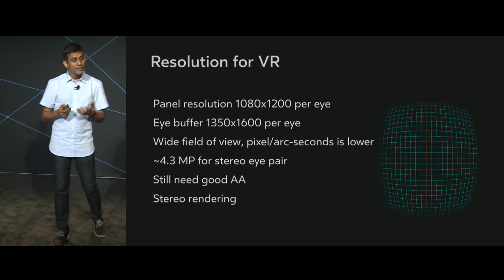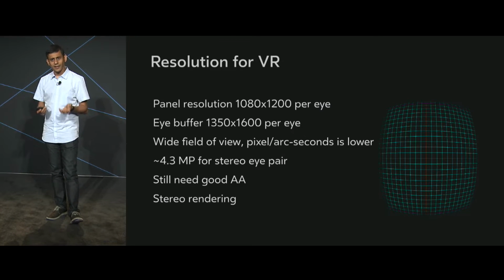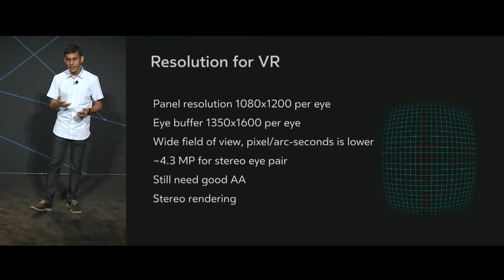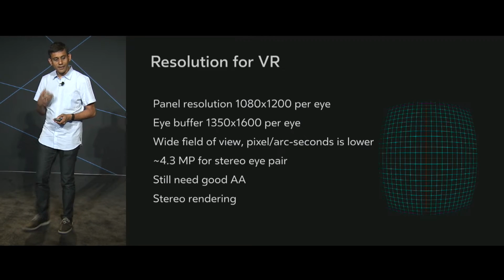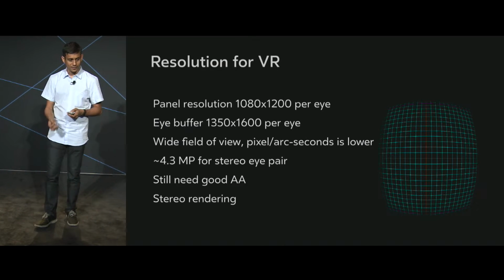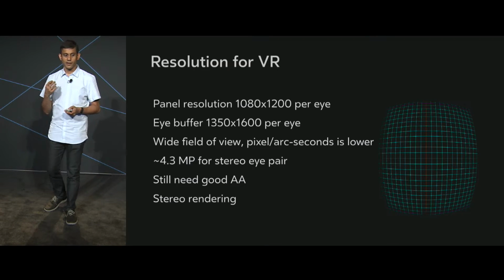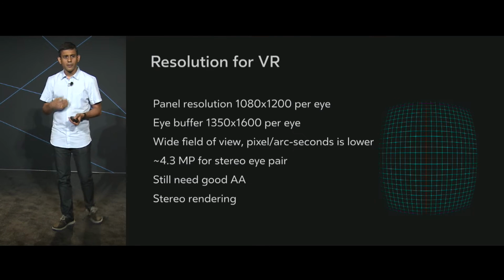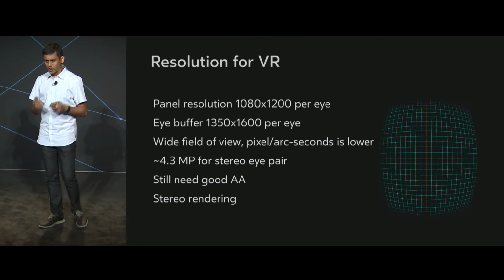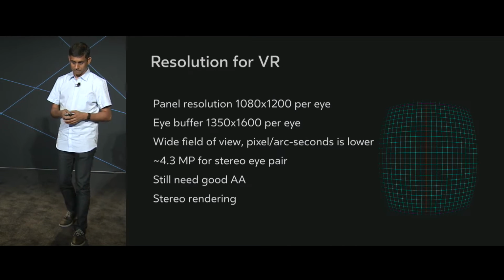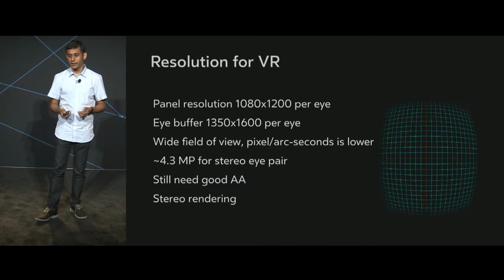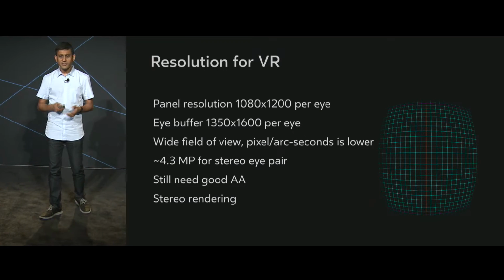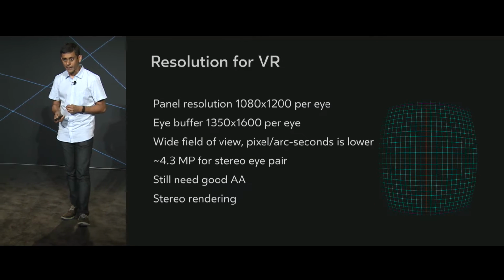But because of the wide field of view, the pixels per arc second that you would have is still a lot lower than that high resolution would indicate. And so we still really need to spend a lot of time and effort on each of these pixels, and we need good anti-aliasing techniques in addition to the high resolution that we're drawing at. So we're looking at rendering approximately 4.3 megapixels for a stereo eye pair per frame. And since we are rendering in stereo, it requires most of the scene to be drawn twice. So there's just a lot of rendering work that needs to happen for VR.